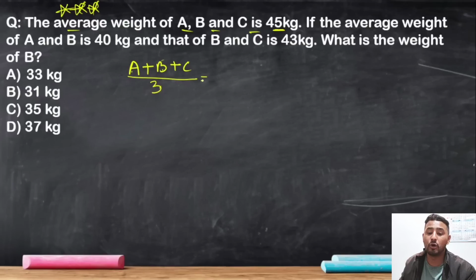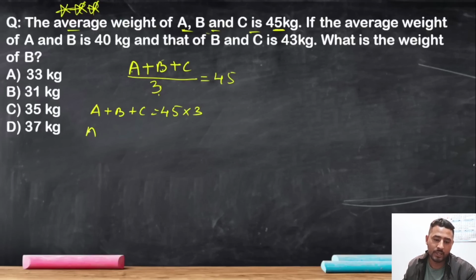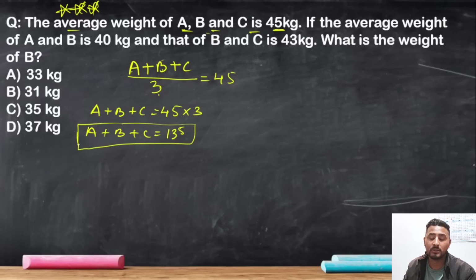If I have to write it the long way, I'll write: let the sum of A plus B plus C. What will be the sum? Sum is average into total number, right? So the total number is 3, since we have 1, 2, 3. So the sum of A plus B plus C is 45 into 3. 3 fives are 15, carry 1, 3 fours are 12, plus 1 is 13. So A plus B plus C is 135. Clear? Let's see next.